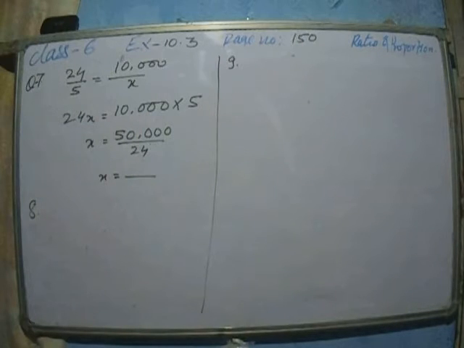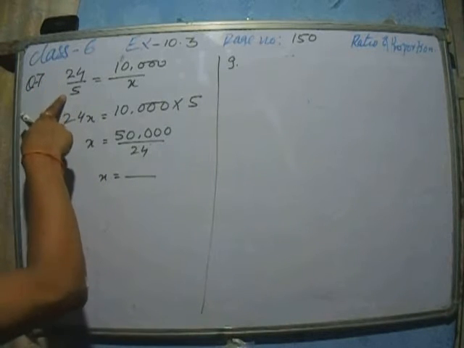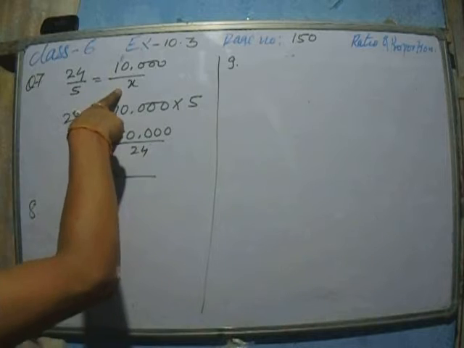Welcome back, class 6. We are going to continue with question number 5. Here we are going to talk about a machine that produces 24 screws in 5 minutes. Then how long will it take to produce 10,000 screws? So here we have 24 by 5, that is 24 screws in 5 minutes, and 10,000 screws in x minutes.